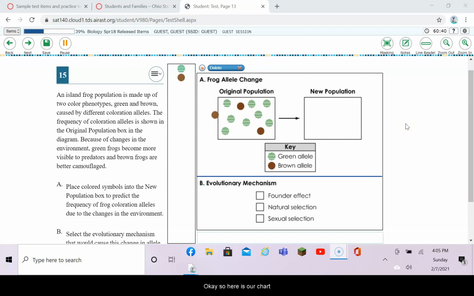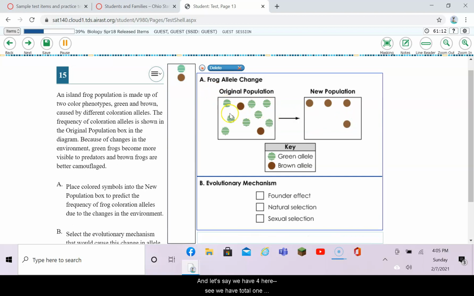Okay, so here is our chart, or diagram, of the frog allele changes. We're told in the instructions that the birds are eating the green frogs because they're more visible. So we need to add more brown into our new population. We only have 2 here, but if we have 3, and let's put 4 here.